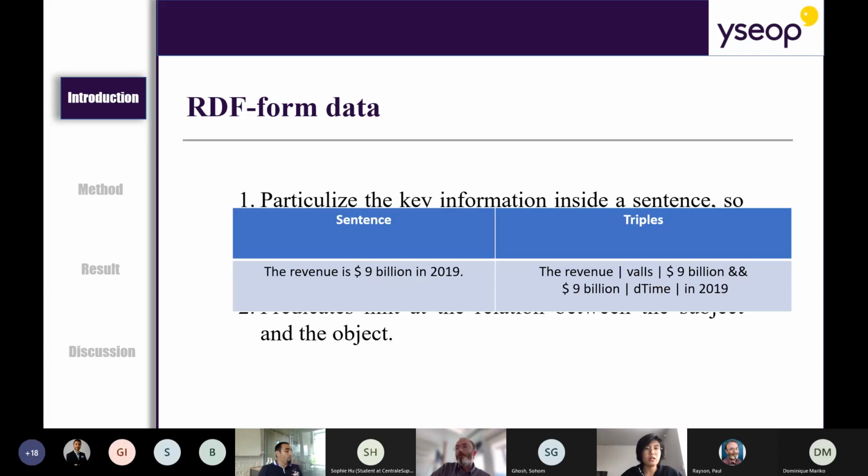Here is an example of a sentence of intention describe value and its RDF form data. The revenue and $9 billion in 2019 are key elements in this sentence, and they are connected by predicates such as val is, which means value is, and d time, which means dimension time, to form a set of triples, which are referred to as triples hereinafter.